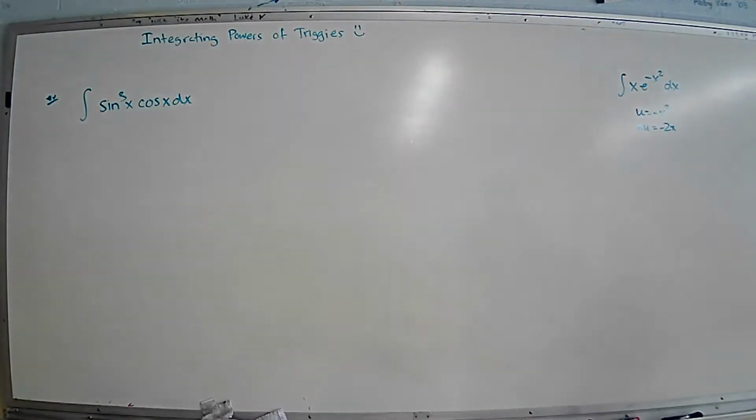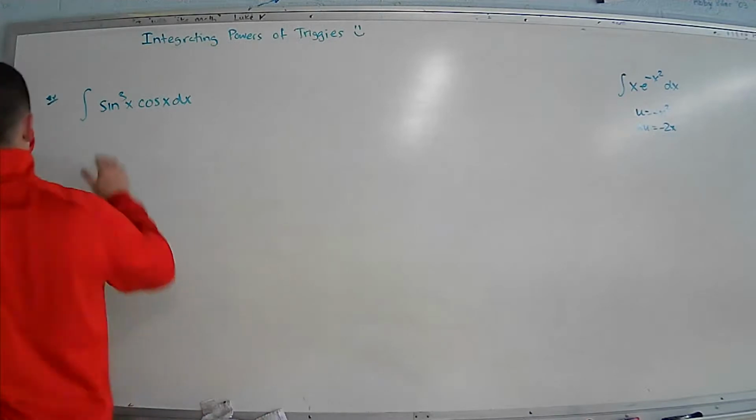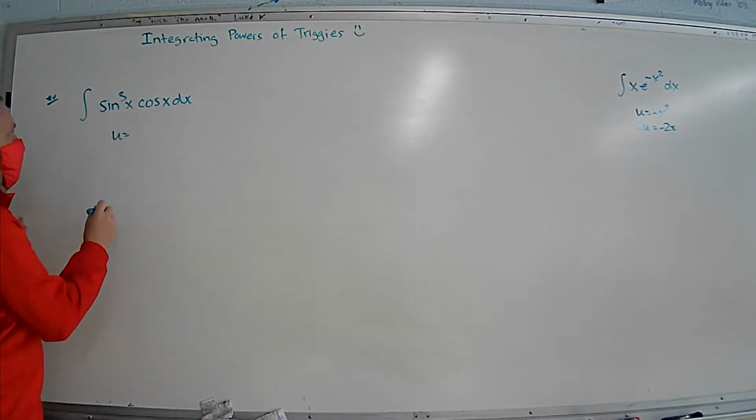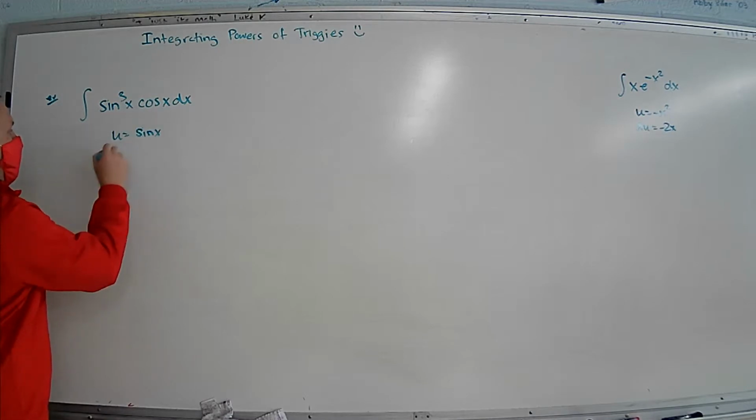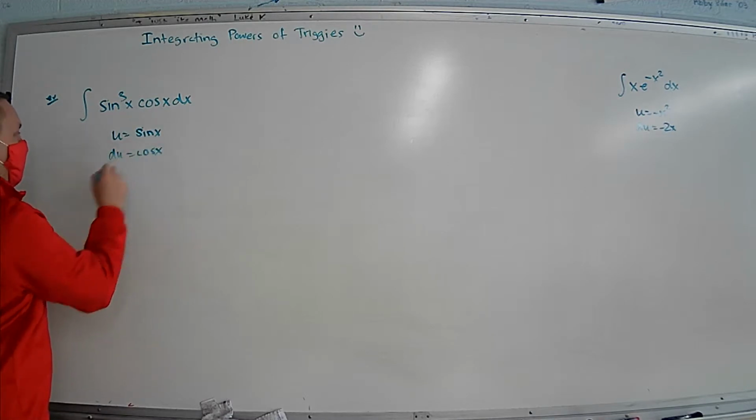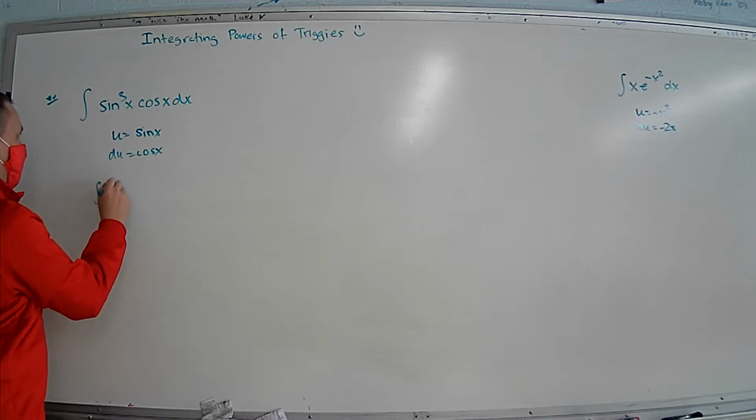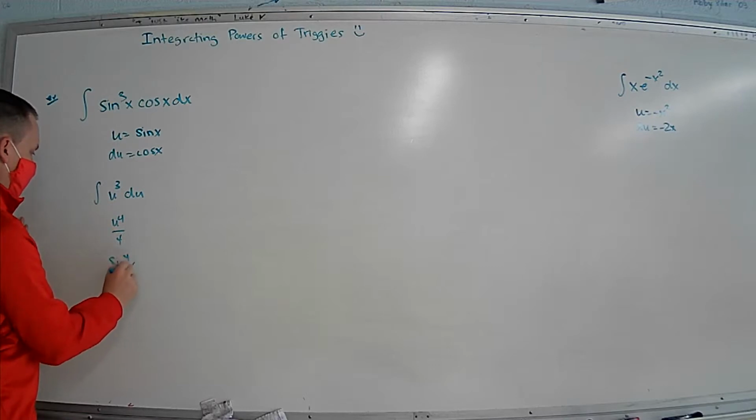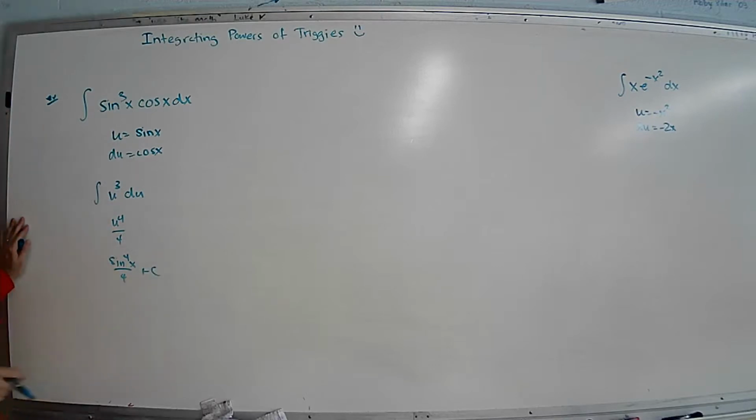This problem is screaming use of u. It's like on fire, use of u. What's u? Sine of x. du is cosine of x. This is textbook u sub. u cubed du, u to the fourth over 4. Sine to the fourth x over 4 plus C. Give me something that's different, right?